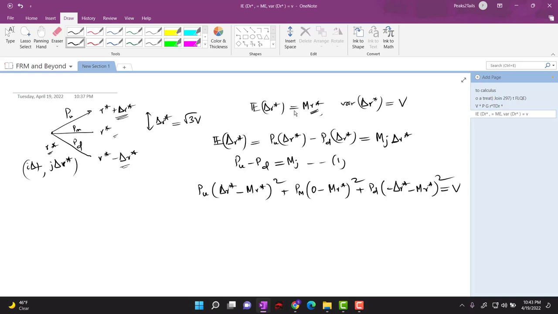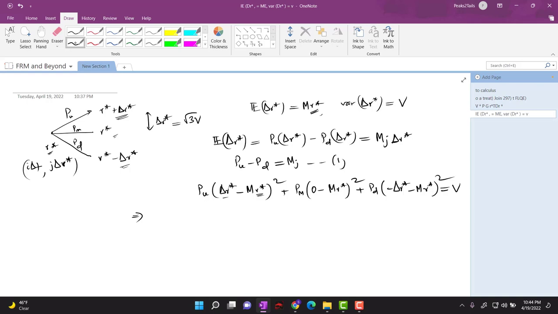So this is equal to, by the way, there are how many unknowns? There are three probabilities that we are trying to find out, but we just have two equations. So what to do? Well, there is one more equation which is obvious, which is the sum of the probabilities has to be one. So we will use that somewhere down the line. Very quickly, we can do something, which is PU. This R star is again J delta R star, right? So I can take out that delta R star square, in fact. So let me do one thing. Let me take out delta R square outside.